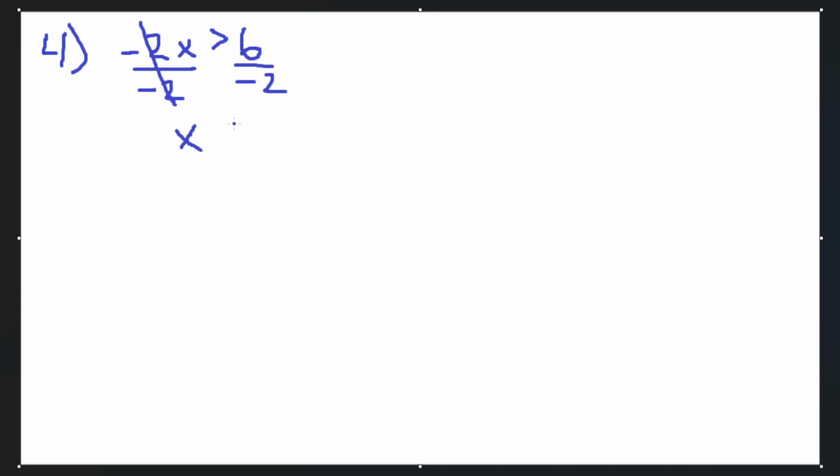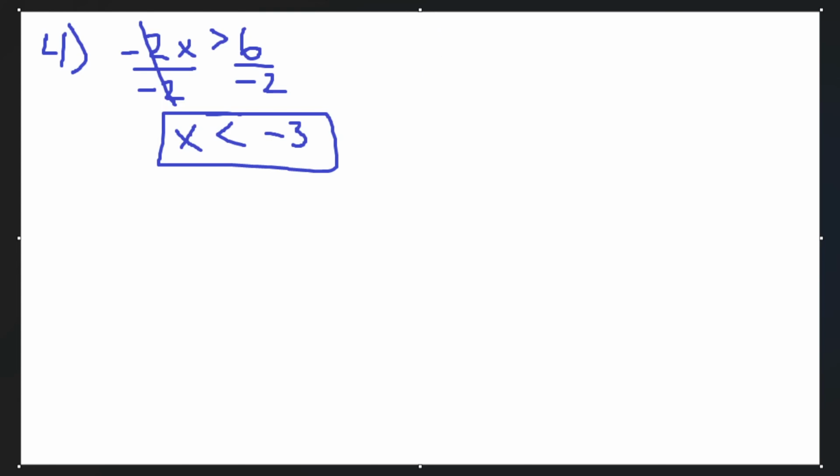Well, there's a rule that states whenever you're multiplying or dividing by a negative number to both sides, you flip the sign. So the greater than sign now becomes less than negative 3. So x less than negative 3 would be your answer.